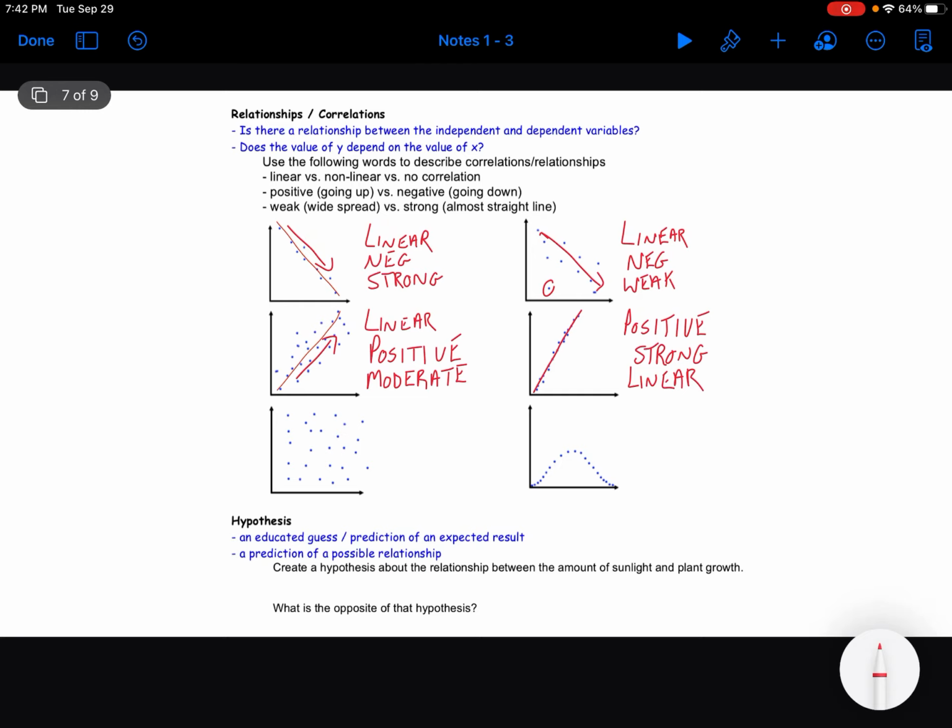And then the last two, I'm going to do the one directly below that one. This one is a very strong relationship, actually. It's non-linear. And we would just say that it's a strong non-linear relationship. Okay, because it actually is both positive and negative at two different parts. And the last one here, the dots are kind of everywhere, so this is no correlation. Okay, this has absolutely nothing going on here that gives us a line of best fit.